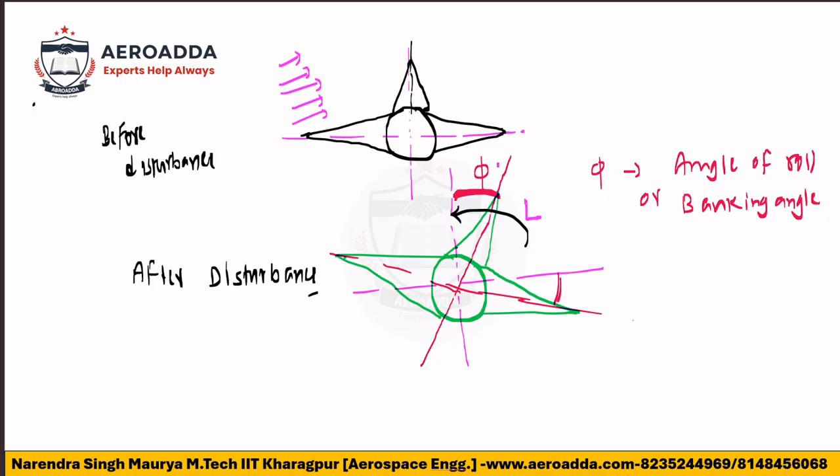Correct. So you can say this phi here or this phi, both are the same only. If you are measuring with respect to the vertical axis, then it is phi. But if you are measuring with respect to the horizontal axis, this will be beta. But magnitude wise it will be the same. That time this beta is called the side slip angle. Please write this down. Important, side slip angle.